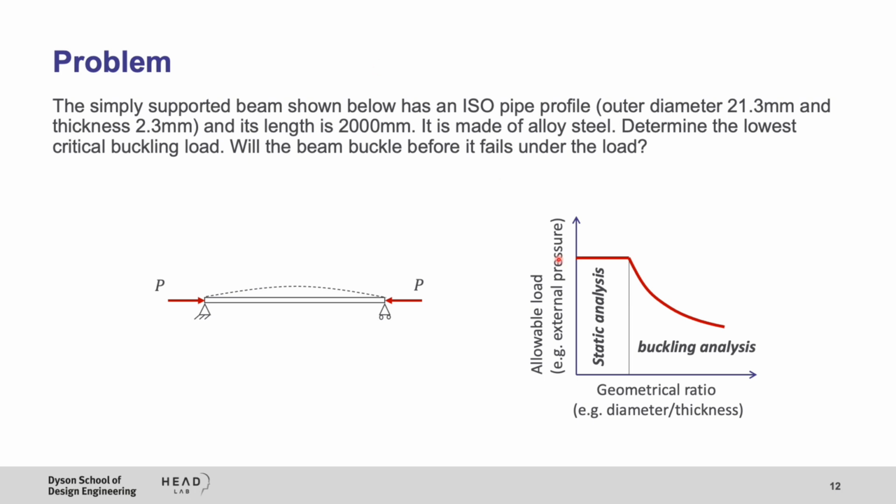So what do I mean? I mean that we need to do two sets of analysis. One is a static analysis, another one is a buckling analysis, and then compare the allowable loads from these two analyses and see which one is the lowest and determine under which conditions this beam would fail. I have a supplementary video that you can go and watch to see how this problem is solved with software.